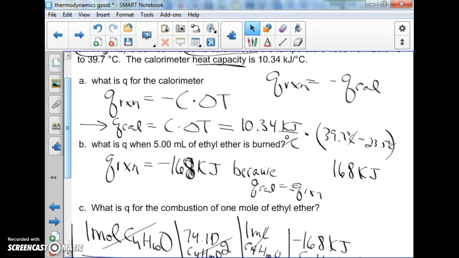So part A, and I wish they would reverse these in the textbooks, but they don't. So I want to show you how they do it in the textbooks. Part A and part B are sort of done at the same time. You figure out A by using C times delta T without the negative symbol, because then you're solving for the calorimeter. And then you reverse that sign in B is all you do. You just reverse the sign in B. Okay?